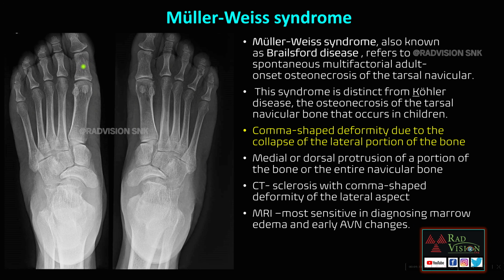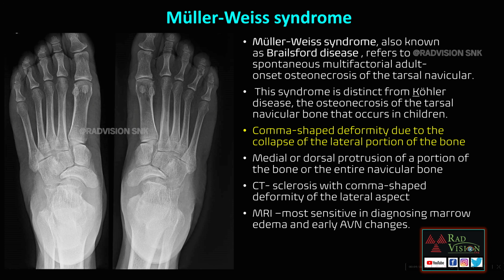Next, here you can see the radiographs of the bilateral foot. You can see there is a comma shaped deformity. Typically, there is comma shaped deformity of the navicular bone. This comma shaped deformity occurs due to collapse of the lateral portion of the navicular bone, and there is abnormal medial or dorsal protrusion of the navicular bone.